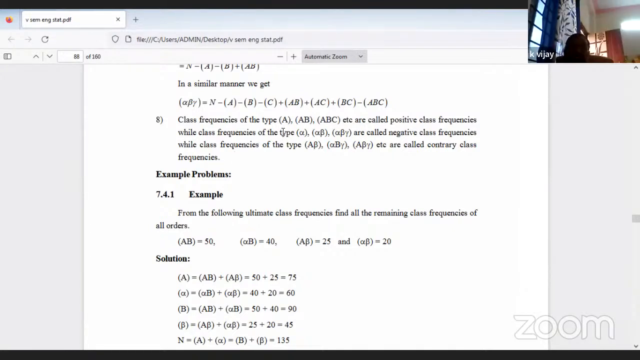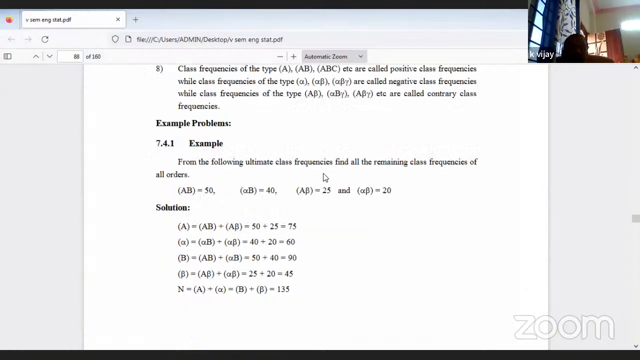Class frequency of the type A, AB, ABC, etc. are positive frequencies. Class frequencies of alpha, beta, gamma are called negative class frequencies. Frequencies like A beta gamma, alpha B gamma are called contrary class frequencies.